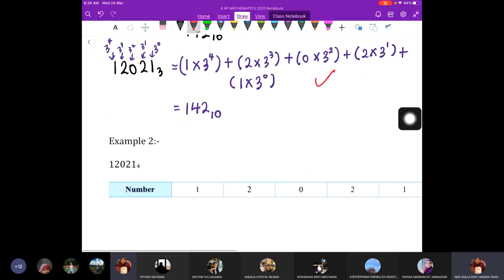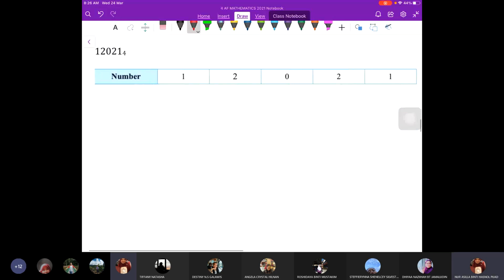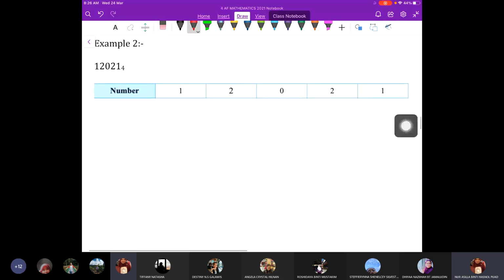Okay, let's do one more. Buat satu lagi. Okay, this time I'm gonna ask you guys. Okay, kita start dengan place value. Alright, so our first digit is at the back. Nombor 1. So what would be the place value for 1? Okay, place value untuk 1 tu apa akan jadi?